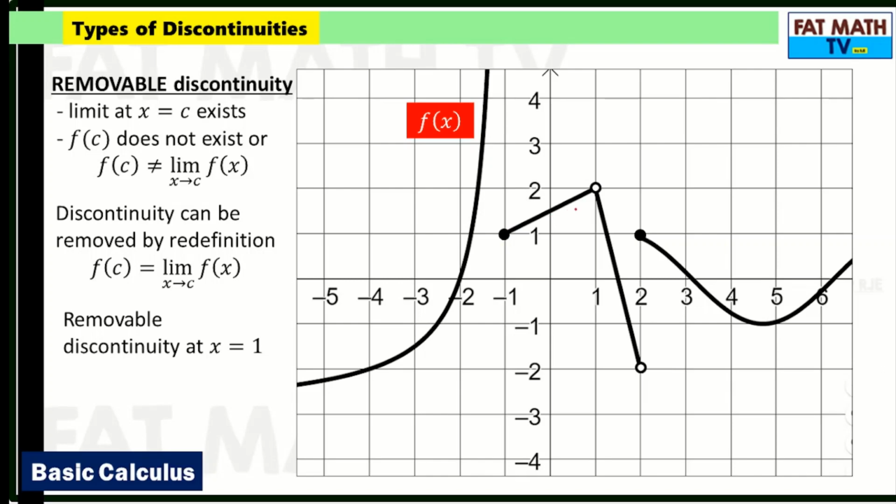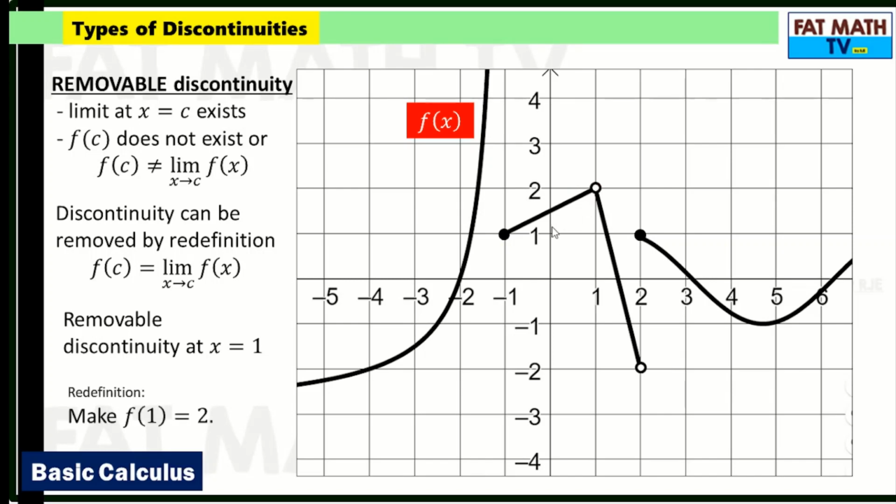Here, the limit of f of x as x approaches 1 is 2. But f of 1 does not exist because it has a hole here. So here we have the limit exists and it's equal to 2, and f of c does not exist. So at x equals 1, we have a removable discontinuity or a hole discontinuity.